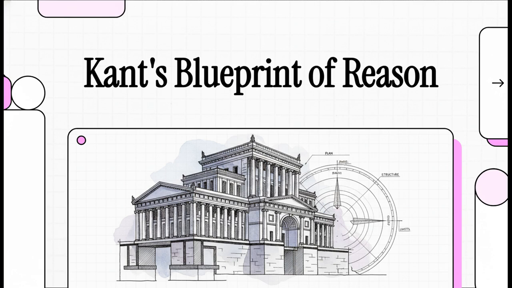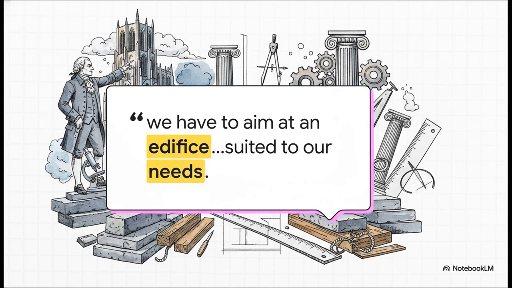Kant wasn't just trying to add another room to the house of philosophy. No, he was going all the way down to the foundations to see what the whole building was made of and just how high it could safely go. And hey, don't just take my word for it. This isn't just some metaphor I cooked up. Kant himself used it. He saw his whole project through the eyes of a master architect.